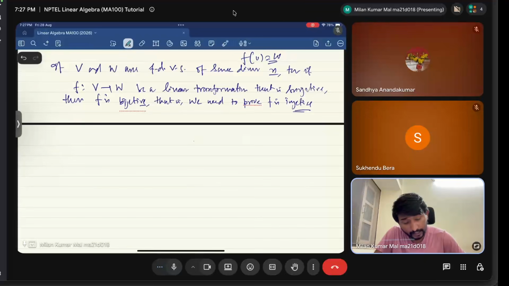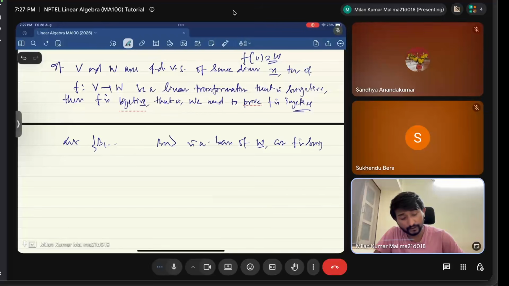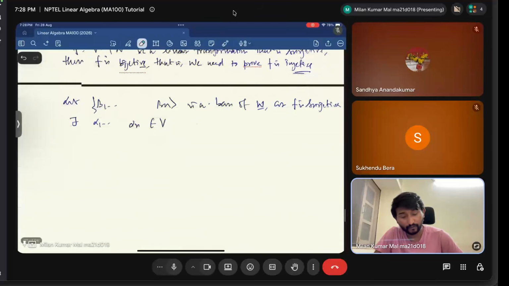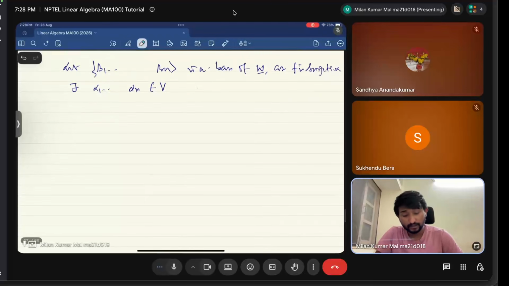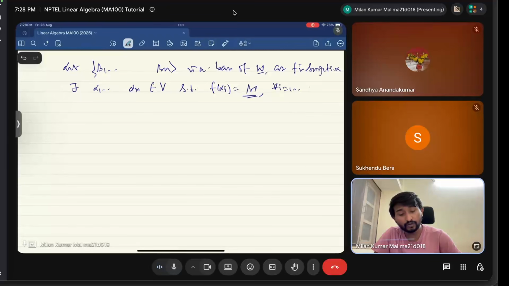Let's look at the things. Let beta 1 all the way to beta n be a basis of the vector space V. As f is surjective, there exist alpha 1 to alpha n, vectors coming from the vector space V, such that f of alpha I equals beta I, for all I equals 1 to n, that should happen. Okay, there exist alpha 1, alpha 2, alpha n.